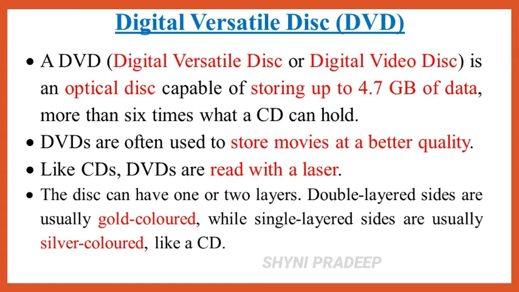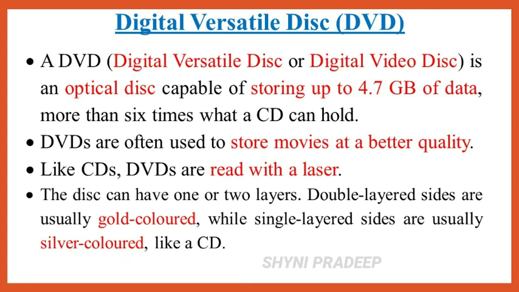Like CDs, DVDs are read with a laser. The disc can have 1 or 2 layers. Double layered sides are usually gold colored, while single layered sides are usually silver colored like a CD.